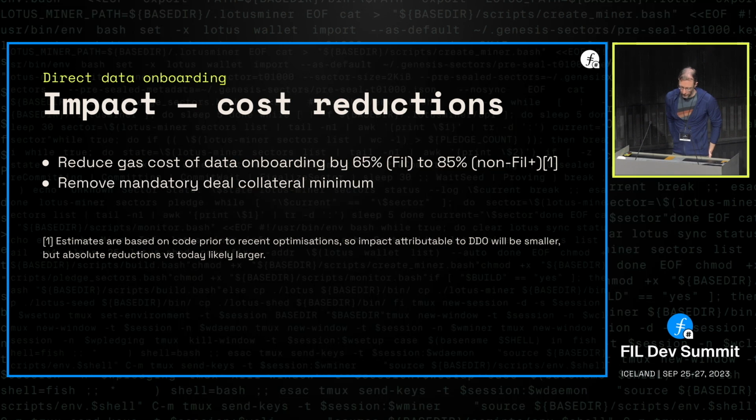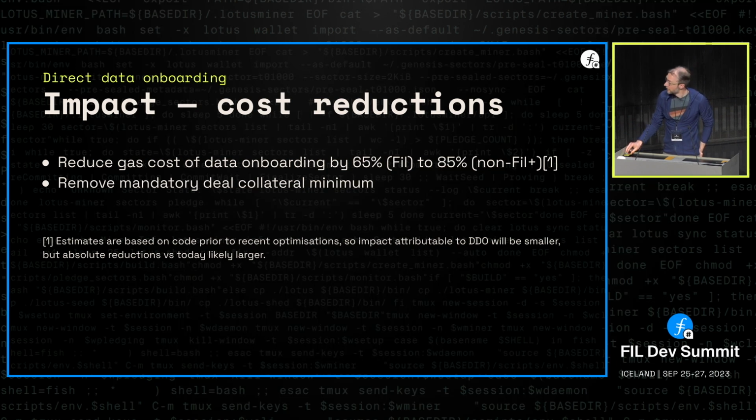Without doing a deal and without doing Fill Plus, it's 85% cheaper. So the true underlying cost of just getting the data into the sector is only 15% of the current gas costs. This also has an effect if you're not doing a deal with the built-in market actor. It also means that the data is not subject to the mandatory deal collateral minimum that the built-in market actor enforces. If you're doing Fill Plus, this is a relatively small part for the SP of collateral.